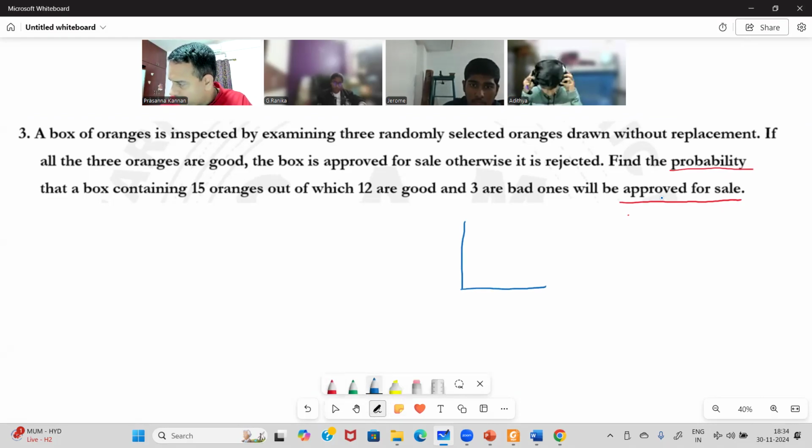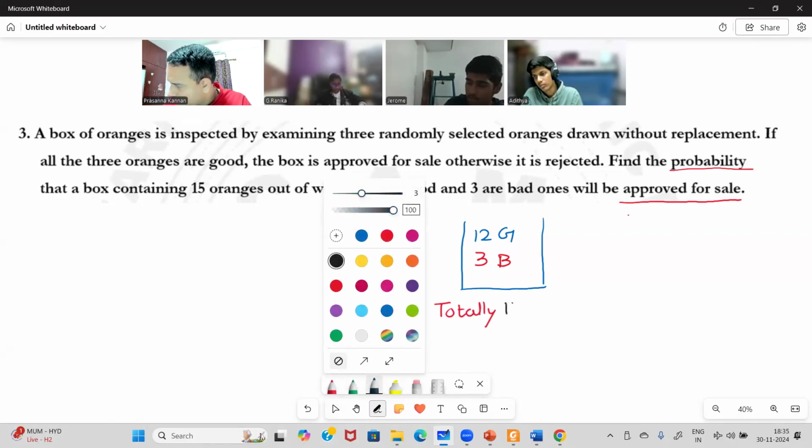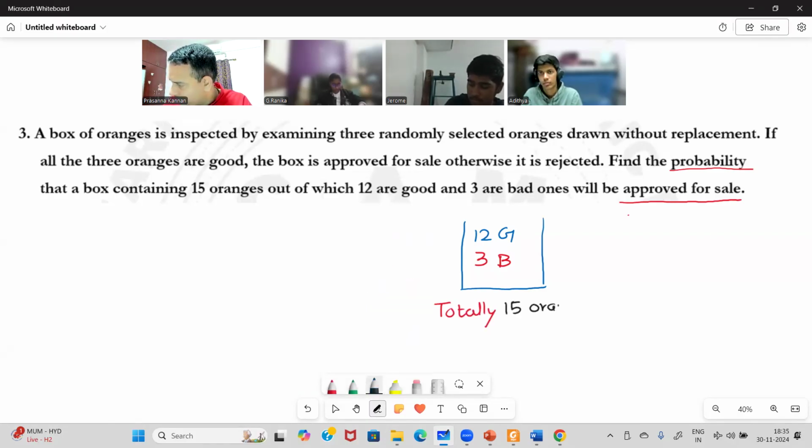So you have a box, 12 good oranges are there, 3 bad oranges are there. Totally you have 15 oranges in this box. Correct? Now you are going to randomly pull out 3 oranges. It is given that it is approved for sale. That means all the 3 oranges which you took out were good or bad?